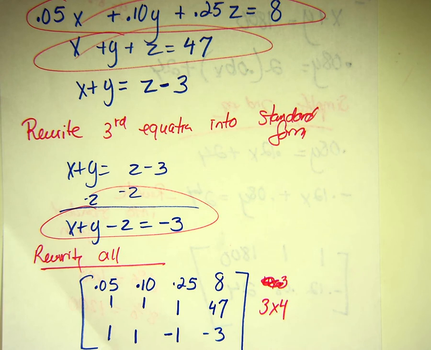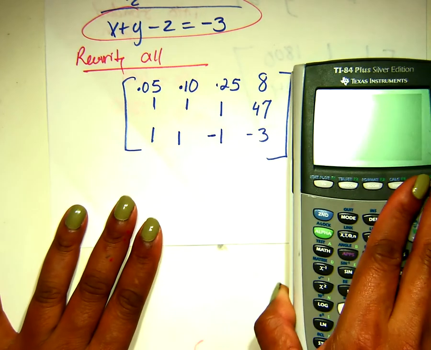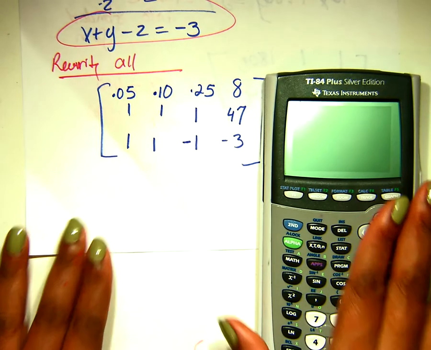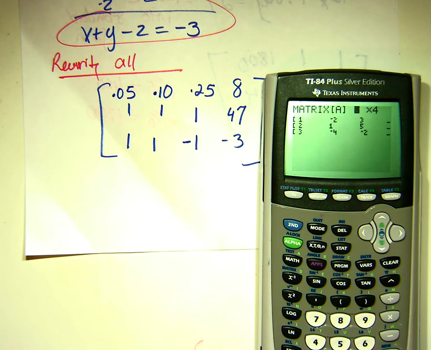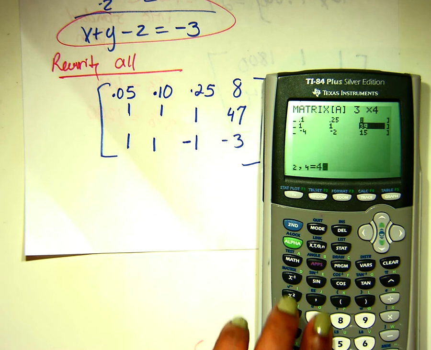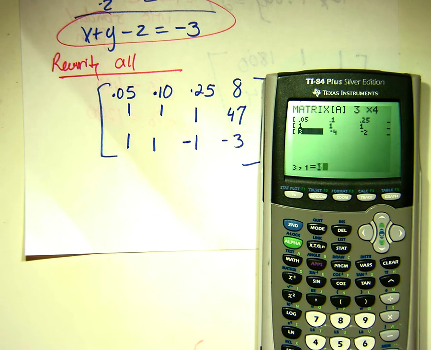Using your calculator, second matrix, go over to Edit, hit Enter. Since it's already a 3 by 4, so enter, enter. Now we're going to enter the first row. Be careful with your decimals. Now we're going to enter the second row and your third row. If I'm going a little bit too fast, please feel free to pause.